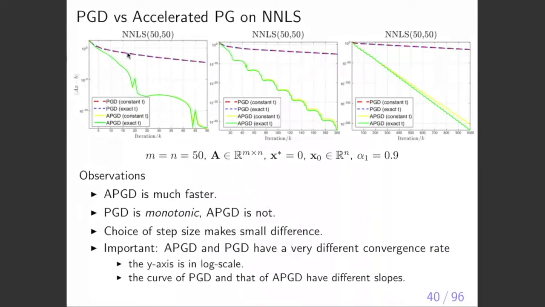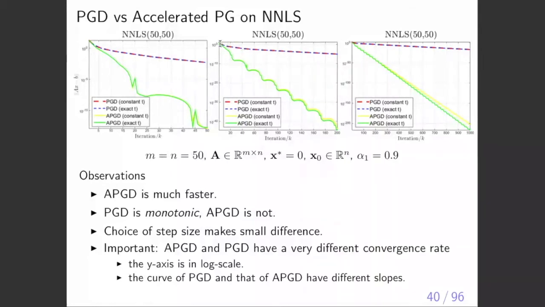For the curves, the red one is projected gradient descent with constant t. That means I use a Lipschitz step size. The blue one is exact line search. You can see here for this plot, the red and the blue one actually look exactly the same. And then you look at the accelerated projected gradient, you can see that the convergence is much better than the unaccelerated method.